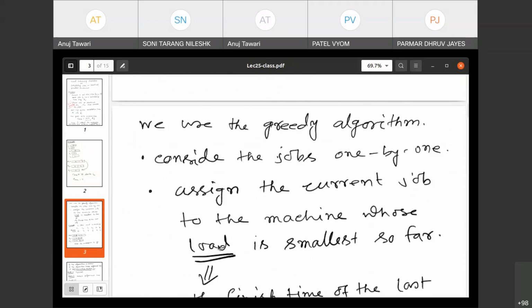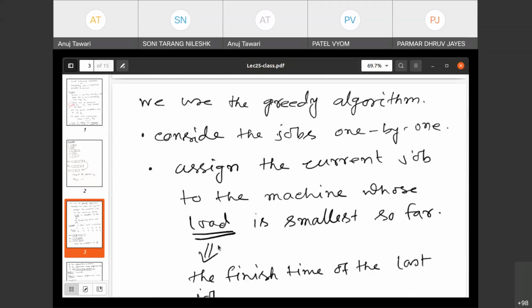So here's one of the algorithms which one of you has already suggested: we use a greedy algorithm. Consider the jobs one by one and assign the current job to the machine whose load is smallest so far. One of you said we'll look at the machine which has the minimum number of jobs. Here I am saying the load is smallest so far, because the number of jobs does not matter. It might be that the machine has the fewest jobs, but they take a long amount of time, so you have to wait longer before you can schedule a new job.